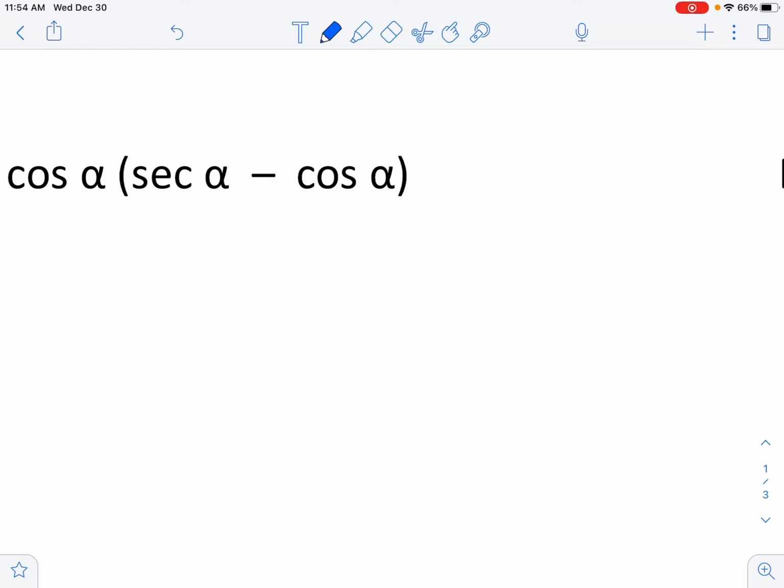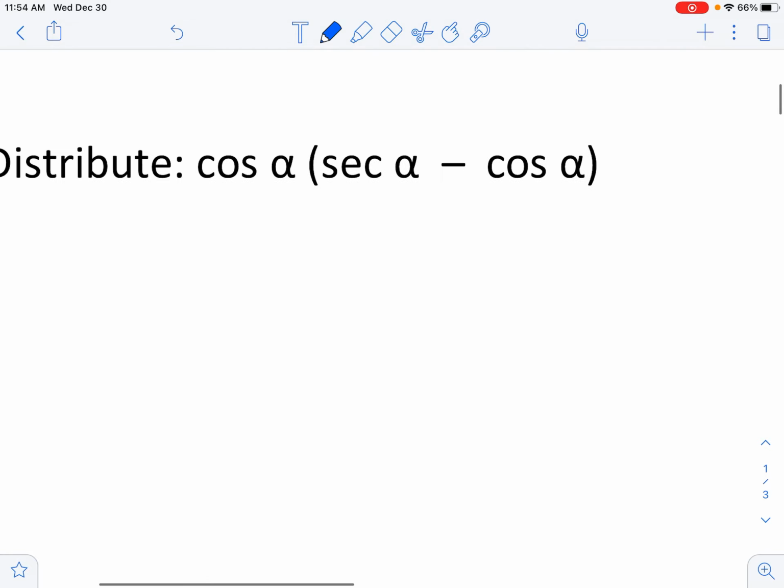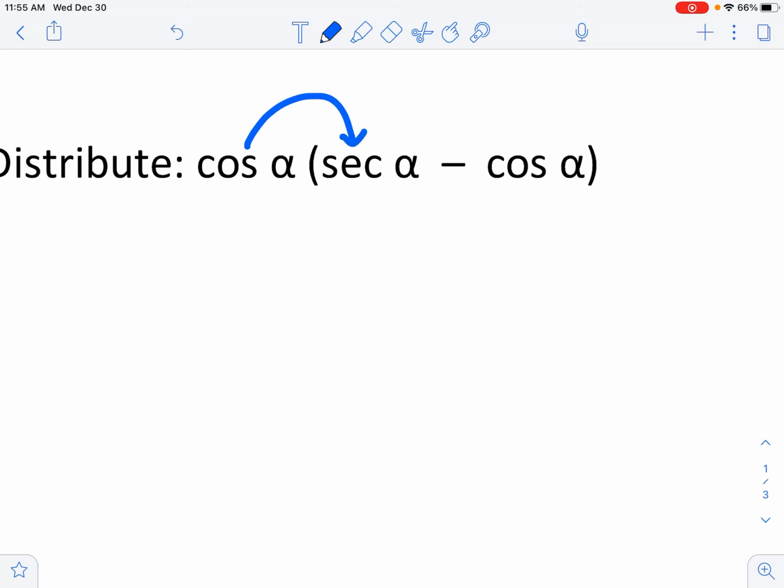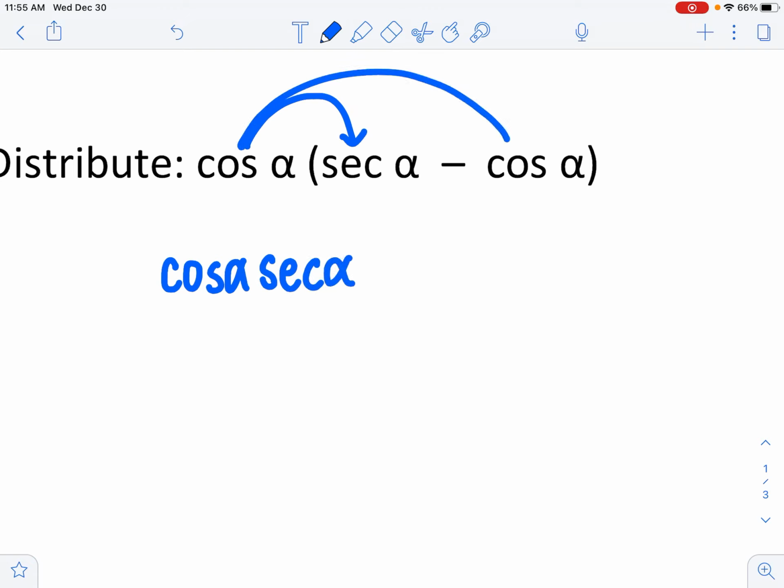But at some point, you're going to say to yourself, well, nothing's helpful right now. I'm going to have to distribute. So if you see something you're not sure to replace it with, it's not something squared and something squared, and it's not simplifying for you, then distribute. So we're going to distribute. Cosine of alpha times secant of alpha is cosine of alpha, secant of alpha. Cosine of alpha times cosine of alpha, this is a minus, and then that's cosine squared of alpha.